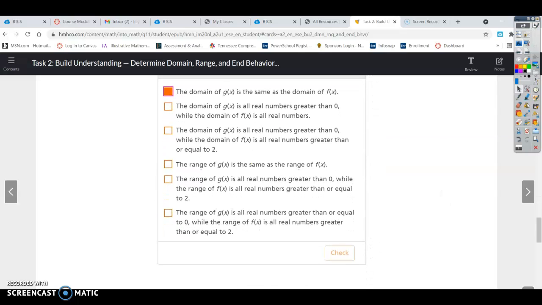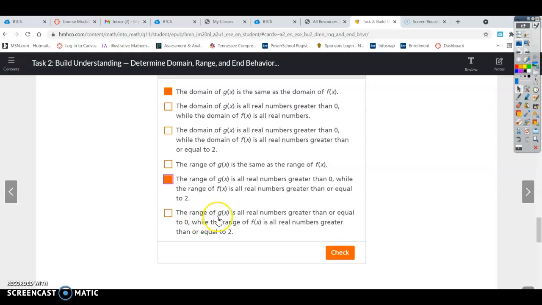So when you look down through here, these are the 3 that relate to the range. It says they're the same. Well, we know they're not. The range of g of x is all real numbers greater than 0, while the range of f of x is all real numbers greater than or equal to 2. So that will be the correct answer.